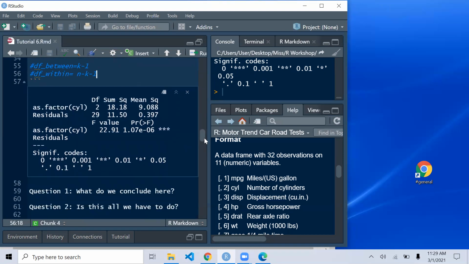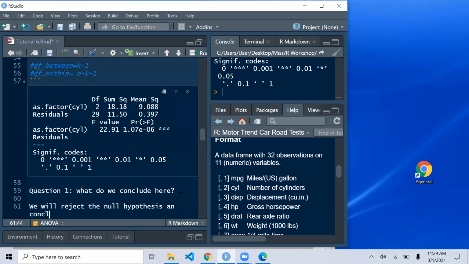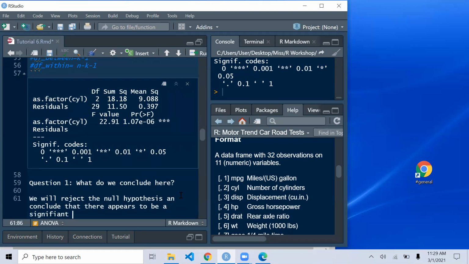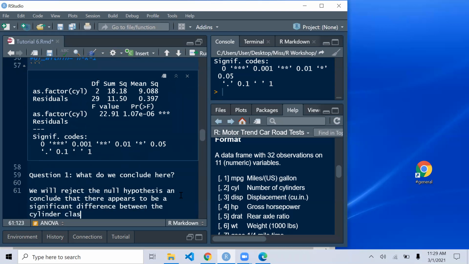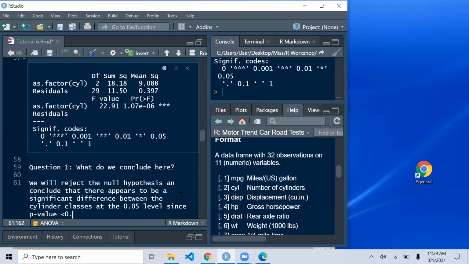Now, because all the data is aggregated here, you don't know where the actual difference is. So to Ken's point, we will reject the null hypothesis and conclude that there appears to be a significant difference between the cylinder classes at the 0.05 level, since our p-value is, of course, less than 0.05, which is equal to alpha. Looks like I can't spell this morning.